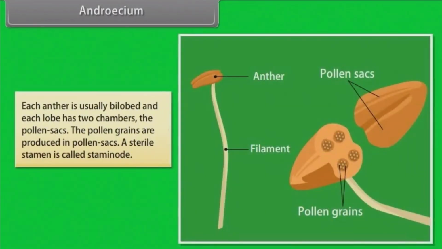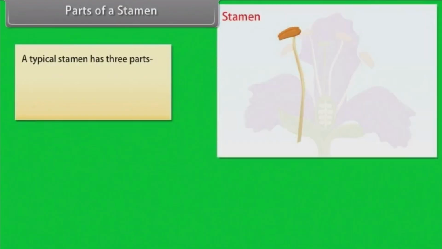Each anther is usually bilobed, and each lobe has 2 chambers, the pollen sacs. The pollen grains are produced in pollen sacs. A sterile stamen is called staminode. A typical stamen has 3 parts: filament, anther, and connective.